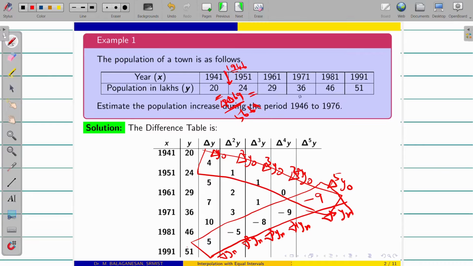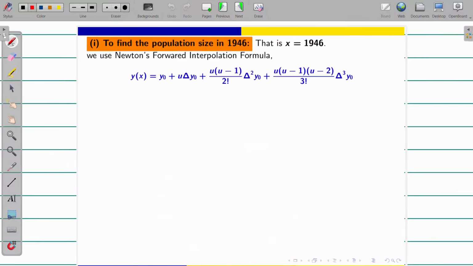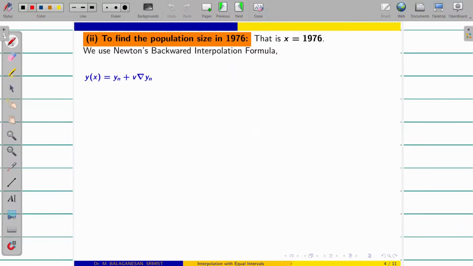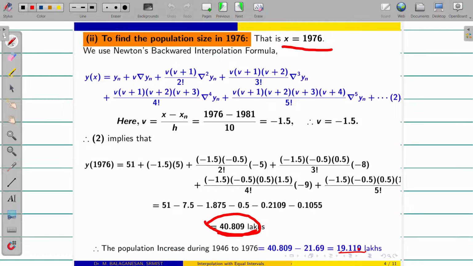For that you should check one more thing, the values. In some problems the values won't be in ascending order or descending order. If it is in ascending order or descending order, we can come to the conclusion whether your answer is right or wrong. That's it, guys. This is the way we have to solve this problem. 1976 we found, 1946 also found. If you subtract both, we obtain 19.119 lakhs, right?